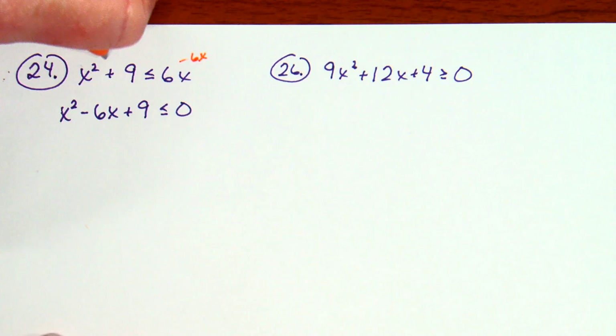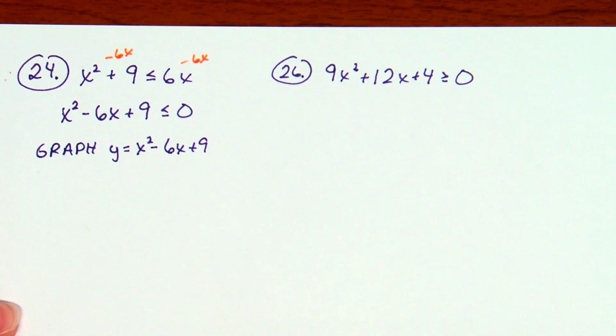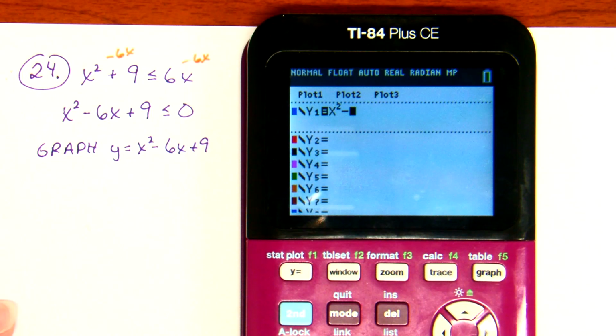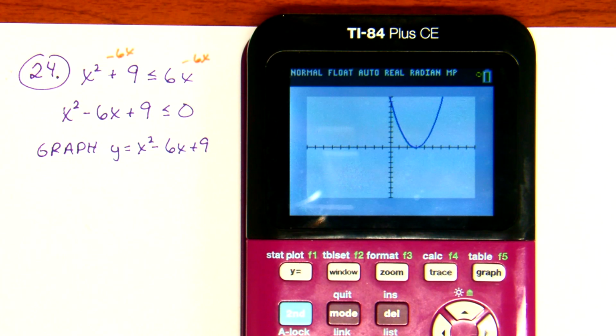Until we subtracted the 6x over to the other side. So now when we graph it, we're going to graph y equals x squared minus 6x plus 9. I'm going to put that on my calculator. I'm going to do a zoom 6 because I don't know what I last graphed. Okay. And the question really becomes, what's happening at the x-axis there, doesn't it?